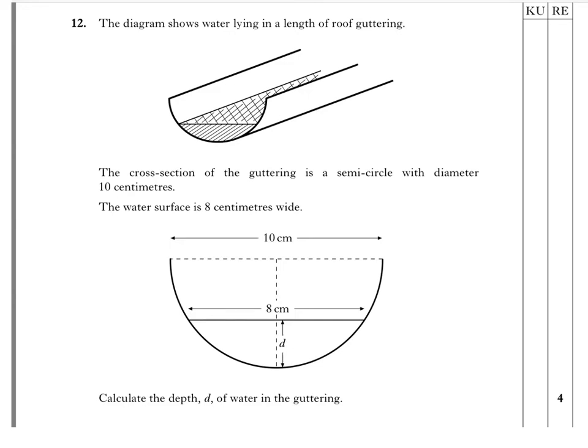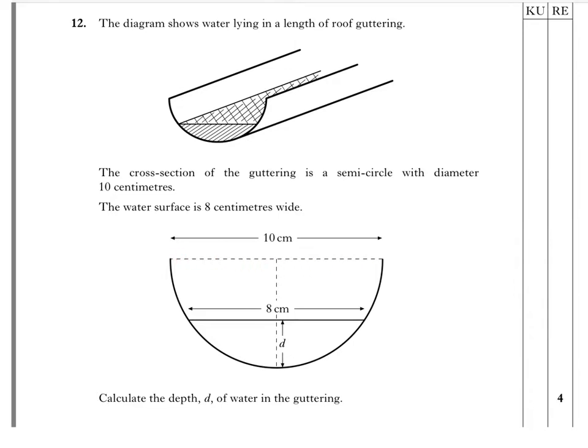Section 17, question 1. The diagram shows water lying in a length of roof guttering. The cross section of the guttering is a semicircle with diameter 10 centimetres. The water surface is 8 centimetres wide. Calculate the depth of water in the guttering. Invariably these questions are Pythagoras.